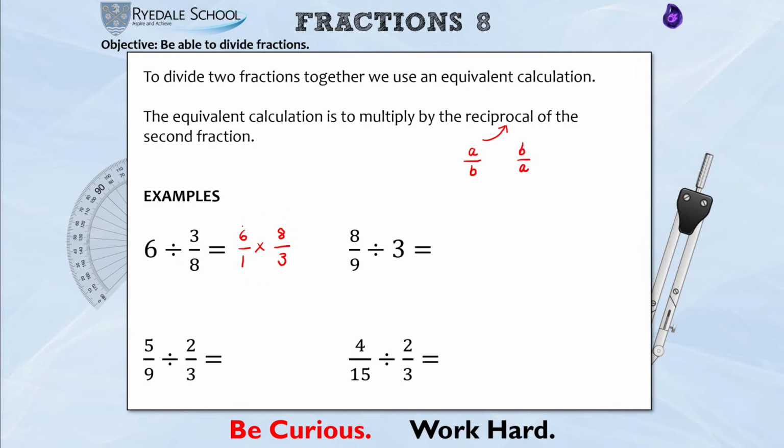Okay, as soon as we've done that, we are now doing last lesson's maths. We are multiplying our fractions together. So can it be cancelled? Yes, it can. Can divide both of those by 3 to get 2 and 1.